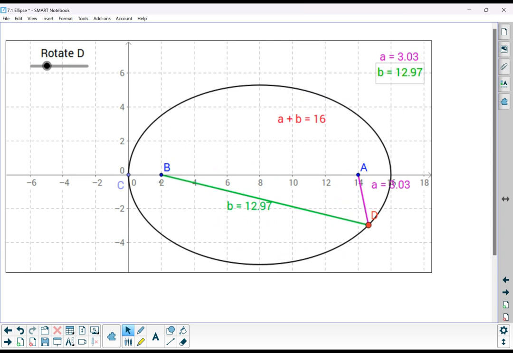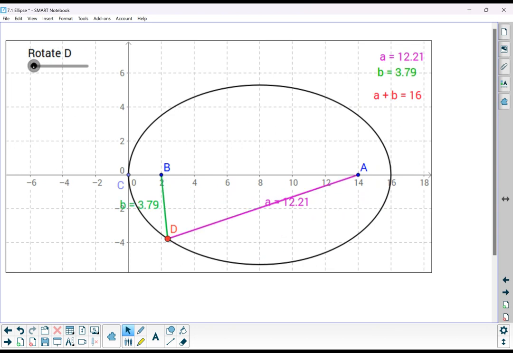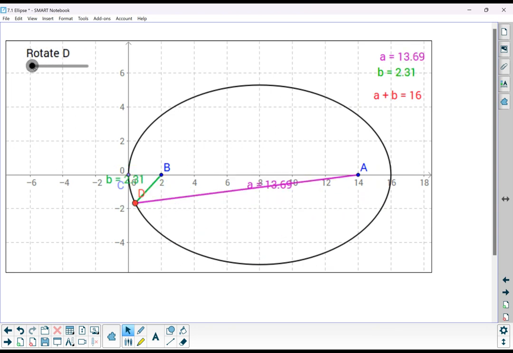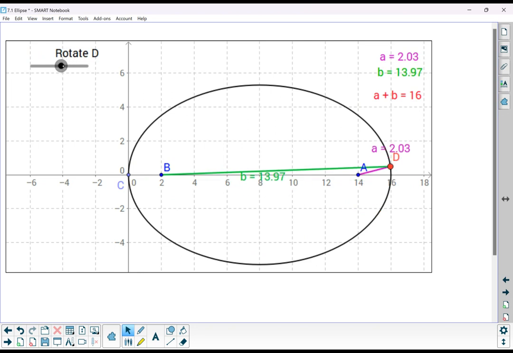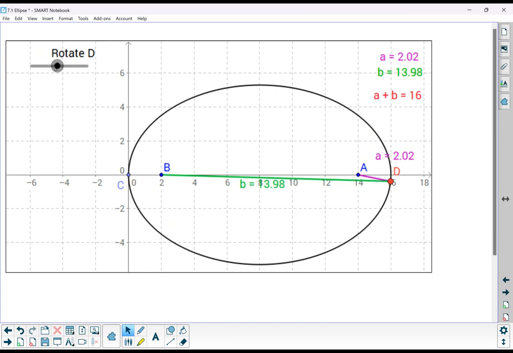So point A right over here and point B over here are the foci of this ellipse, and the distance, the pink distance from point A and the green distance from point B, the sum of those 2 distances is always 16. So I can move point D around, and as the green one gets shorter, the pink one gets longer, but the sum of those 2 distances is always 16. So that's what an ellipse is, and that's what this lesson is about.